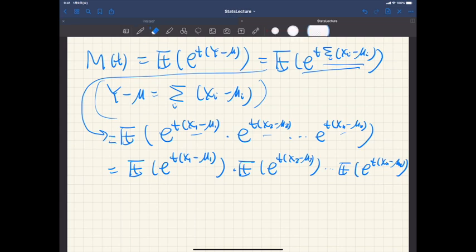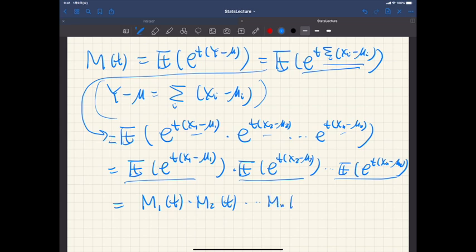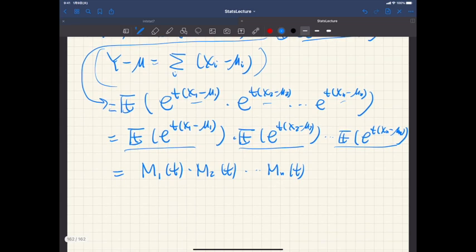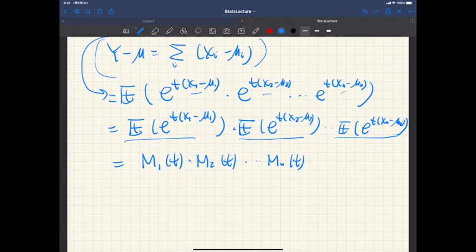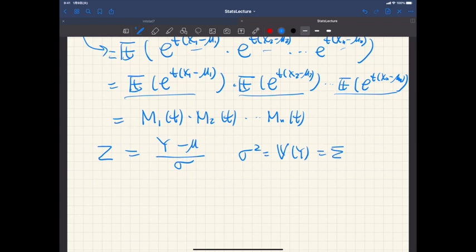So in short, each of these is the moment generating function for the corresponding random variable. So we have m1 of t times m2 of t times and so on, mn of t. Now, let us consider the standardized random variable z, which is y minus mu over sigma, where sigma squared is the variance of y, which is actually the sum of sigma i squared.